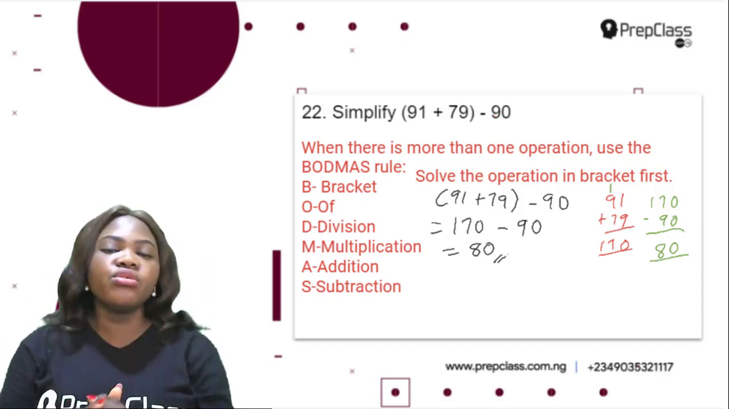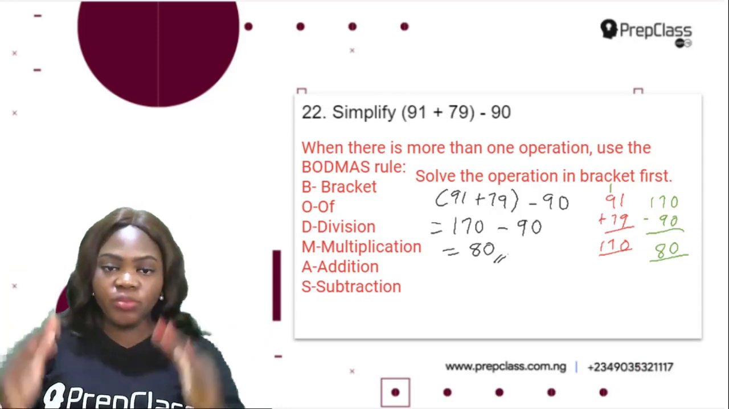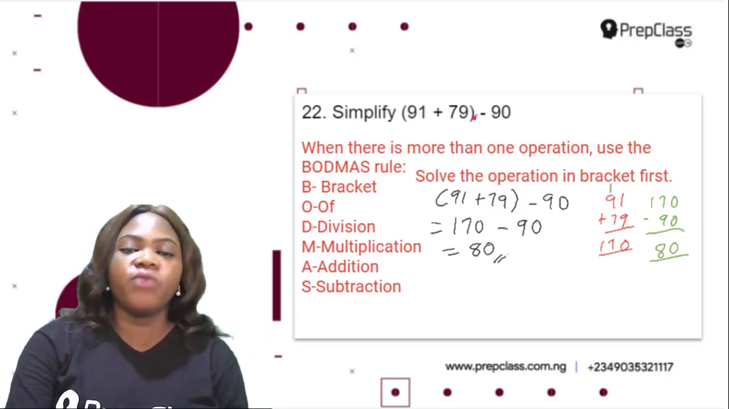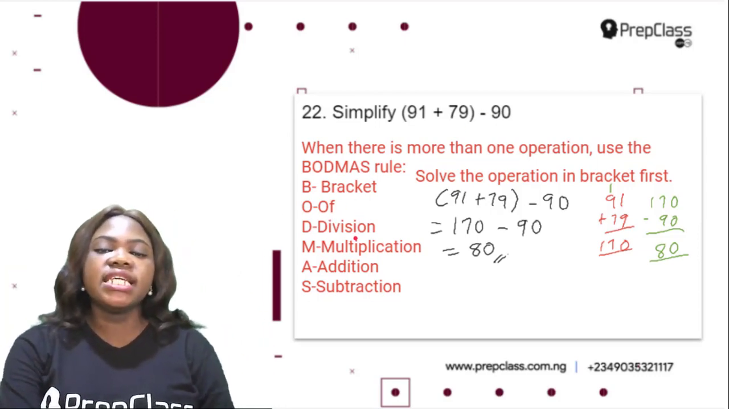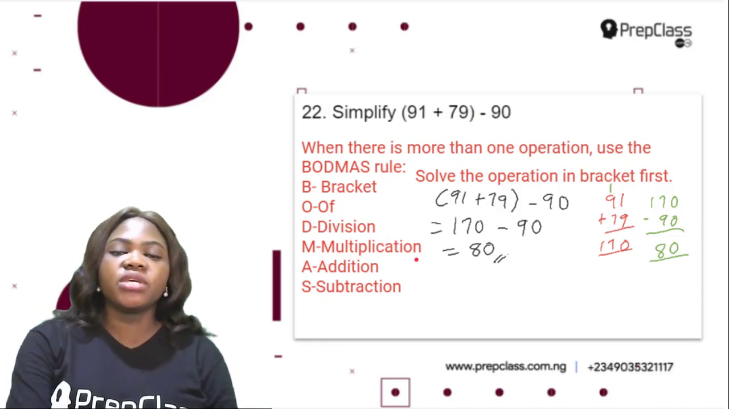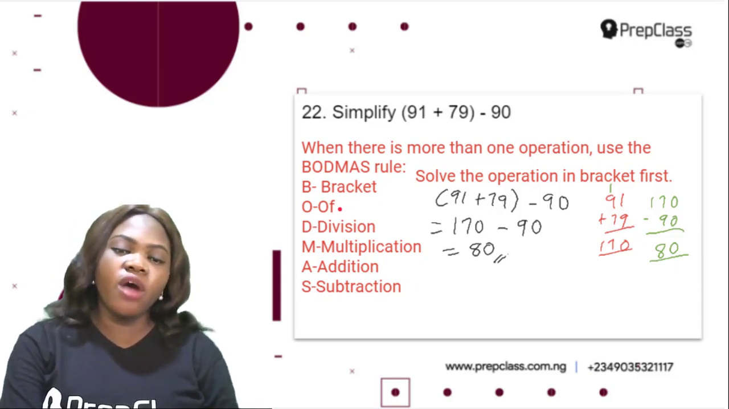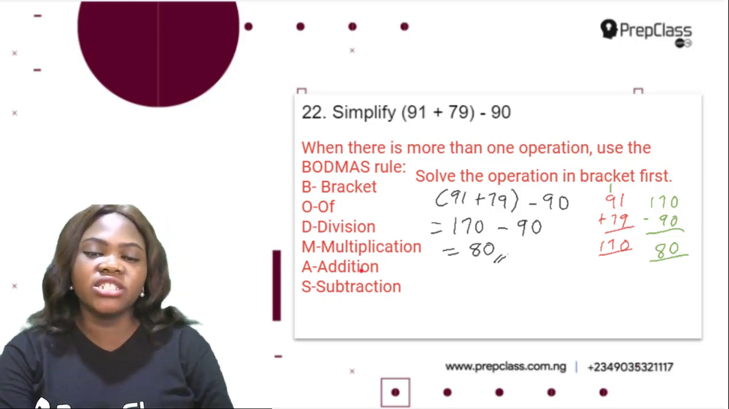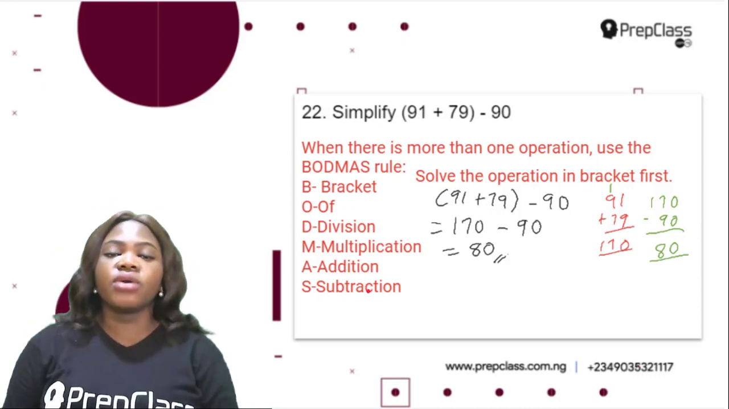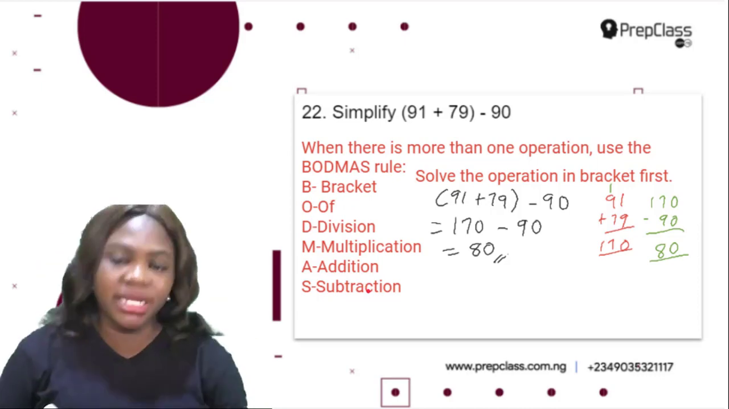BODMAS is a rule on order of operation. B means bracket, O is of, D is division, M is multiplication, A is addition, S is subtraction. So this means you have to do bracket first, then of, division, multiplication, addition, and subtraction last. This is the order of operation in mathematics.